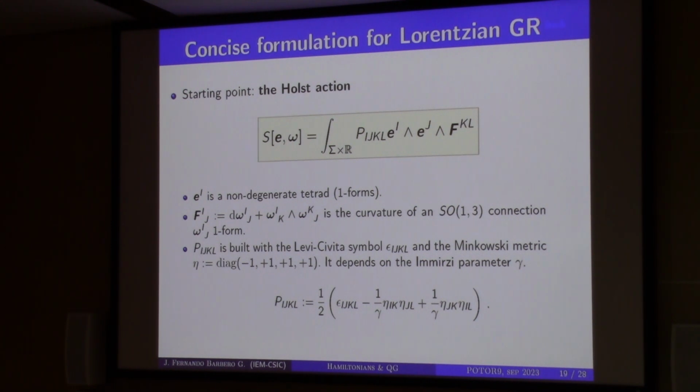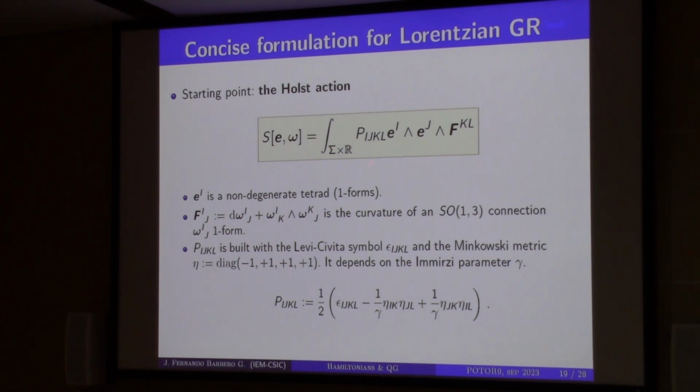So let me explain this thing in more concrete terms. This is the Holst action. The Holst action is defined on this manifold, where sigma is closed. Here, the e^I are non-degenerate tetrads, so there are four one-forms. This capital index goes from 0 to 3. You can also define the curvature of an SO(1,3) connection, so I'm working with the Lorentzian case.